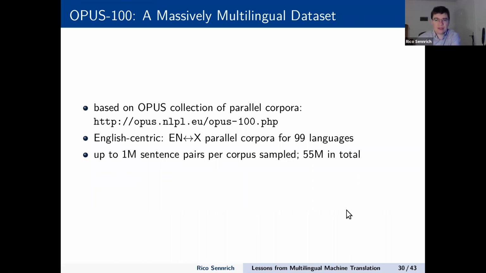Just a few words on this data set. It is English-centric, English to 99 other languages. We didn't use all the data we could get our hands on, just 1,000,000 sentence pairs per language pair. For some language pairs, less data was available. So this was about 55 million sentence pairs in total. This is a respectable amount of data, and these models will take you a few weeks to train. There are also practical reasons why you don't want to use all the data you can get your hands on.